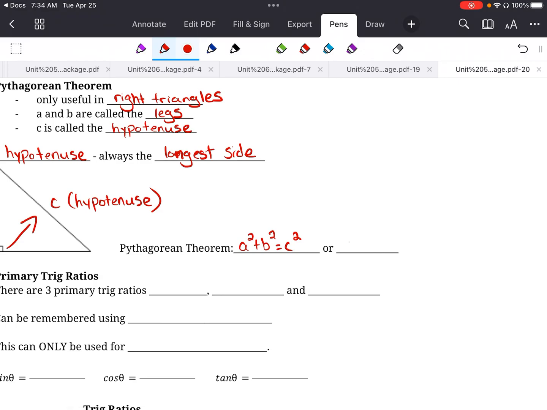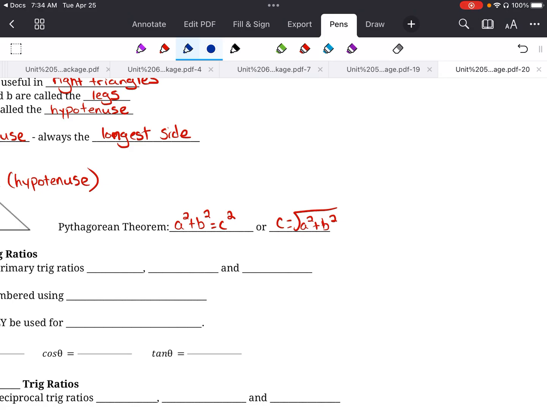Pythagorean theorem: a squared plus b squared equals c squared. It means the same thing as c is the square root of a squared plus b squared. And we should also remember, if we know the hypotenuse and we're looking for an unknown leg, we can do b squared is c squared minus a squared.